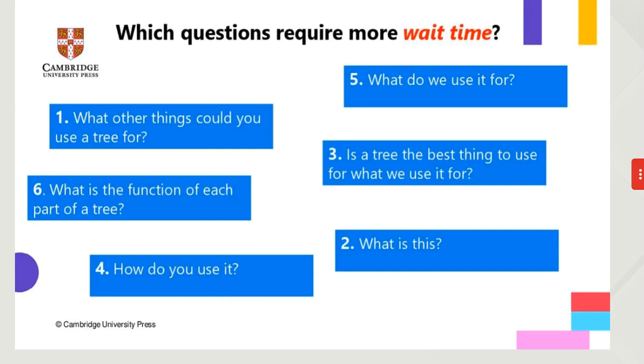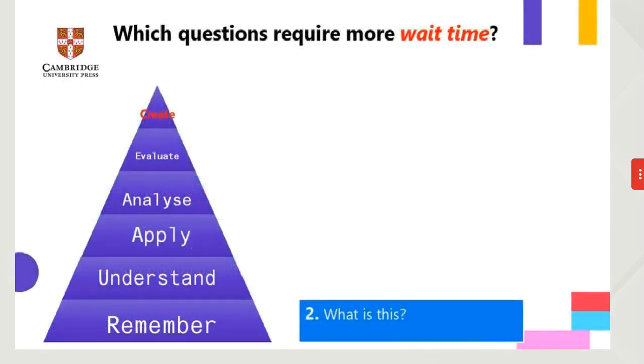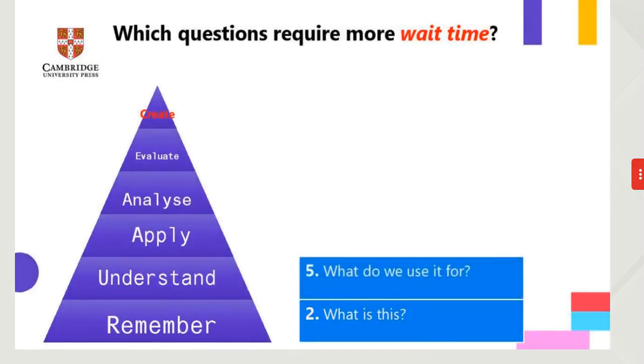Well, if we think about these questions and we think about Bloom's taxonomy, we could say that the first question that requires the least amount of wait time is, what is this? It's a simple question. We're asking our students to name something. The next one would be 5. So we're now asking them to do a little bit more. What do we use it for? Here we're asking them not only to know what it is, but to understand what it's used for.